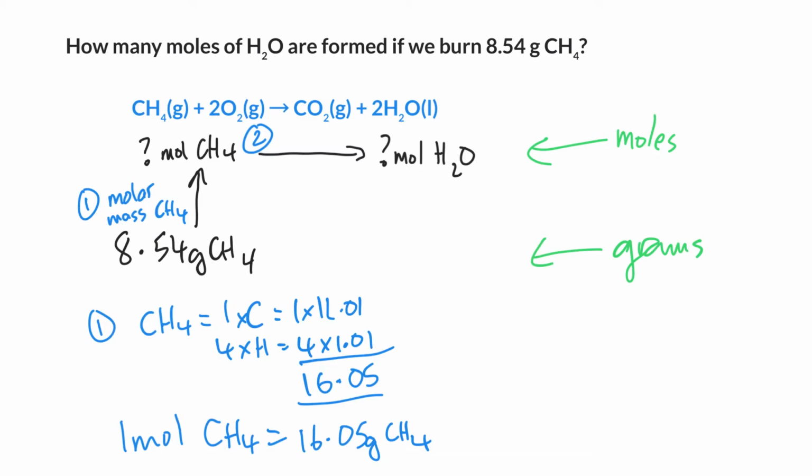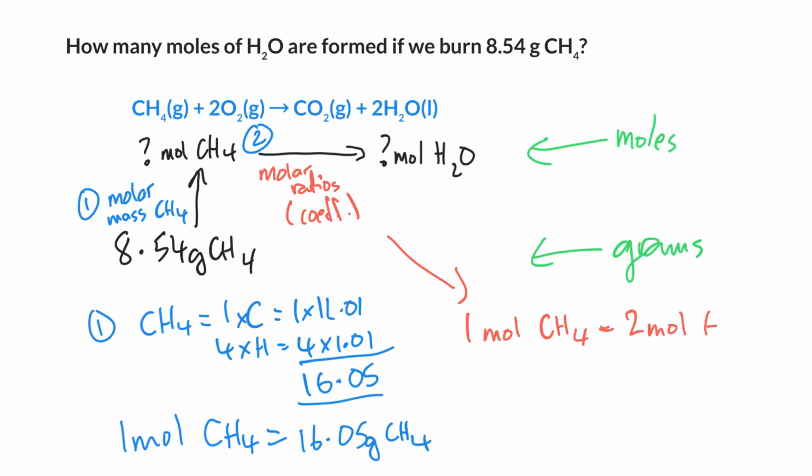I'll write that in red. So we use the molar ratios. Those are from the coefficients in the balanced equation. If it wasn't balanced, we'd have to balance it. My left-hand finger says that for every 1 mole of methane, my right-hand finger says there will be 2 moles of water produced. And so that is my second conversion. So we should go ahead and put those two together.